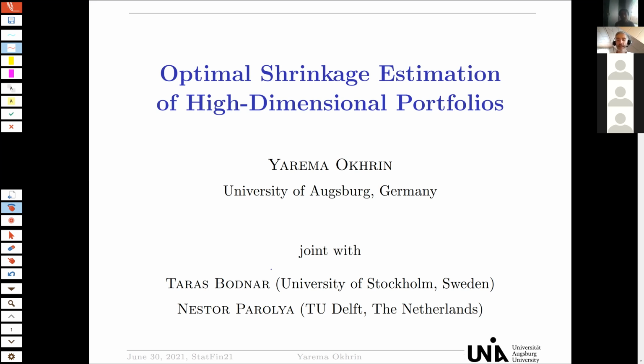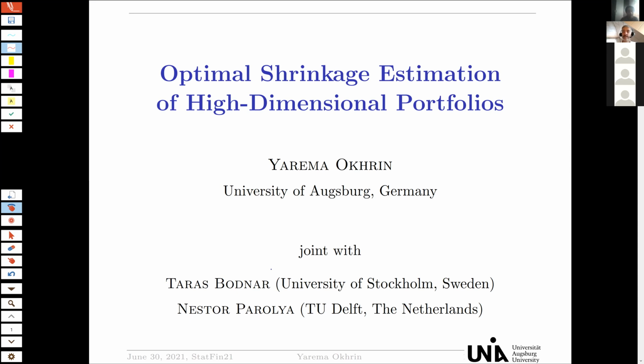As the title tells us, the whole presentation will be split into three different components. First, we'll talk about optimal portfolios. It is a classical problem in asset allocation in finance. The second component is about shrinkage estimation. They will suggest a new, more robust type of estimator for the optimal portfolio weights. And the third one is about high-dimensional portfolios.